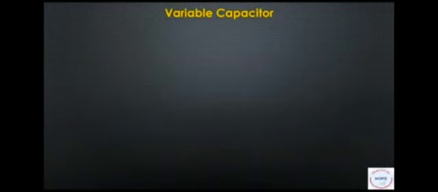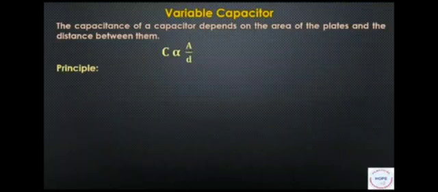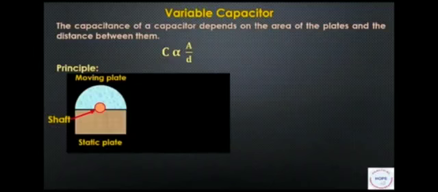So next one is the variable capacitor. Now the capacitance of a capacitor depends on the area of the plates and the distance between them. We can vary both to achieve a variable capacitor. We generally don't vary the distance, but we vary the area. So this is the principle.